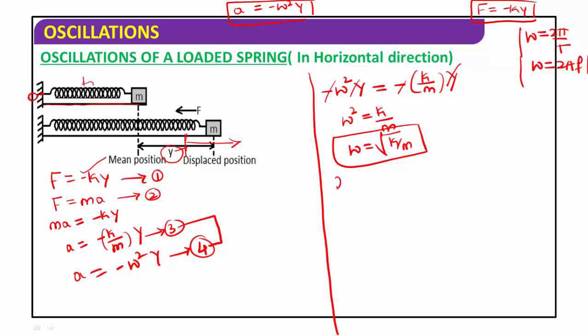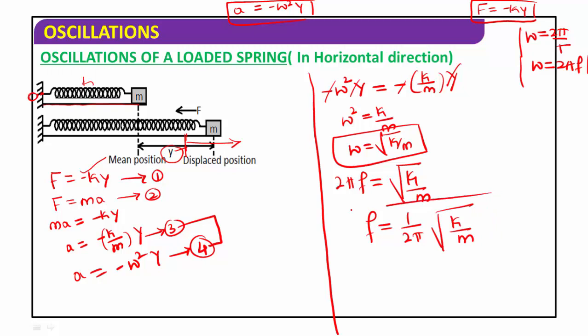Here omega is equal to 2 pi f. 2 pi f is equal to root of k divided by m, or the frequency f is equal to 1 divided by 2 pi root of k divided by m. This is equation number 5.